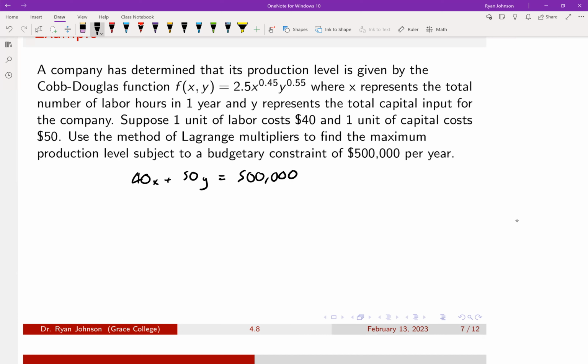Okay, well, that means that g(x,y) is basically, move everything to one side, it's 40x plus 50y minus 500,000.